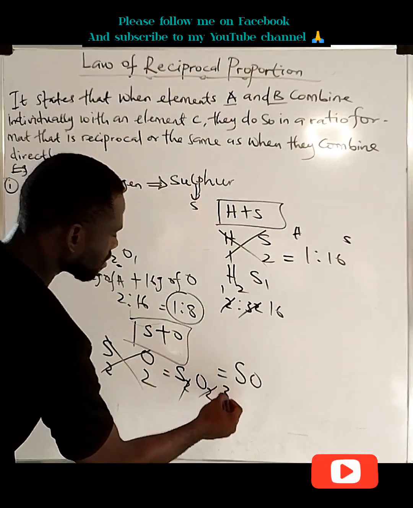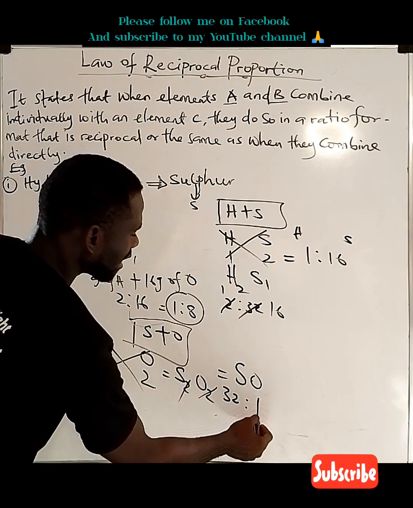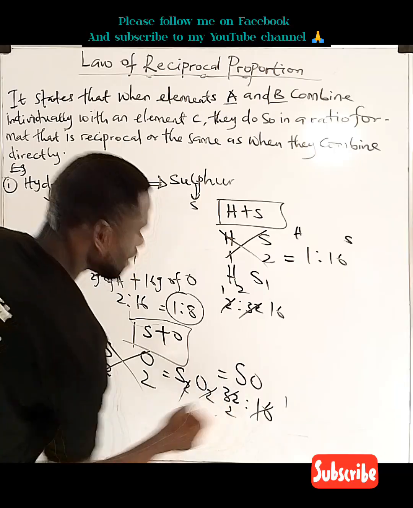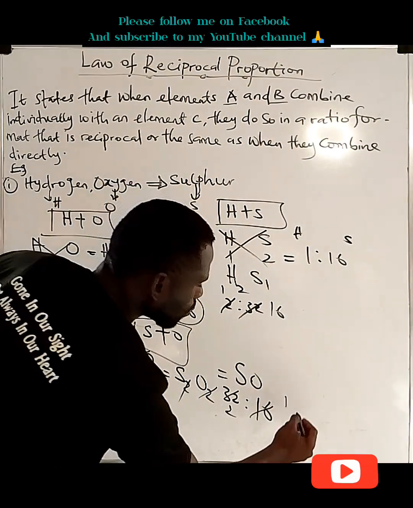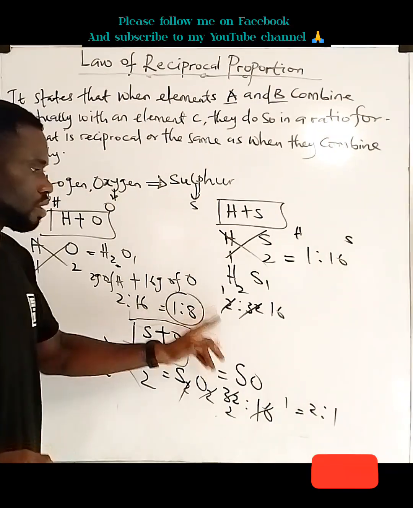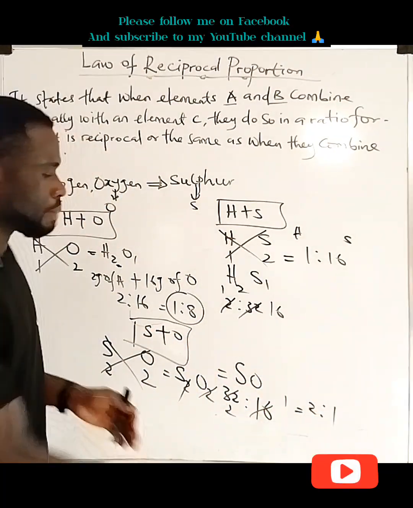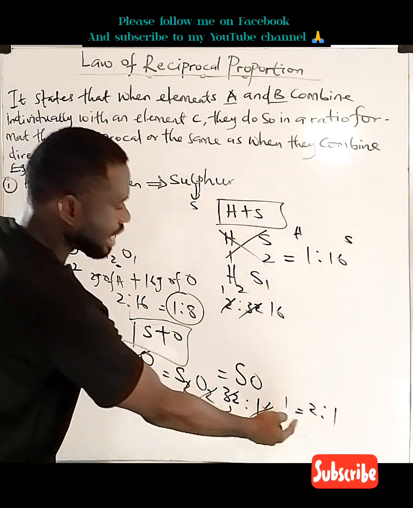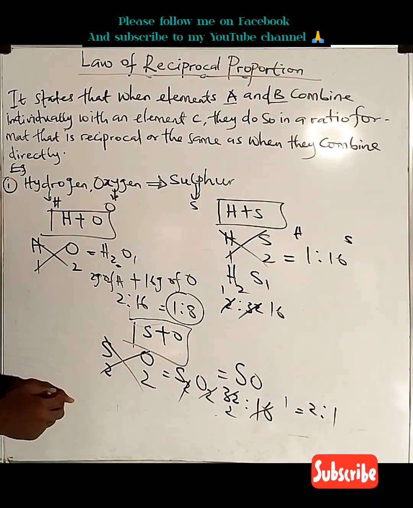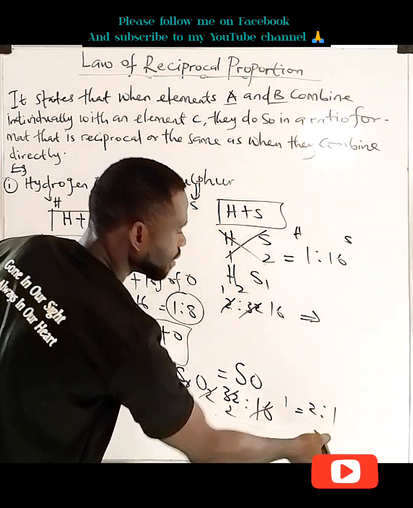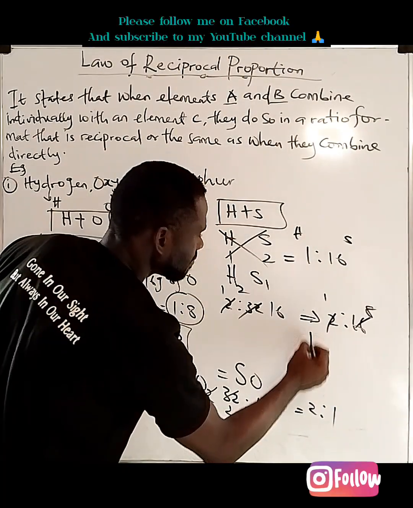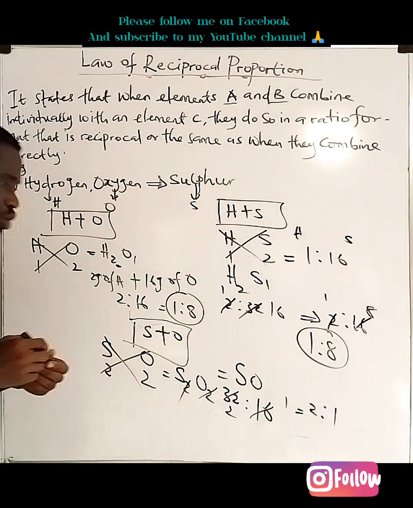The sulfur here is 32 gram, oxygen here is 16. When we break them down, 32 over 16, 16 over 32. What do we have? We have 2:1. So as you can see, we have a 1:16 here, we have 2:1. By the time you compare them, we end up with 2:16. To break them down, 2 over 2, 16 over 2, 8, is the same thing as 1:8. As simple as that.